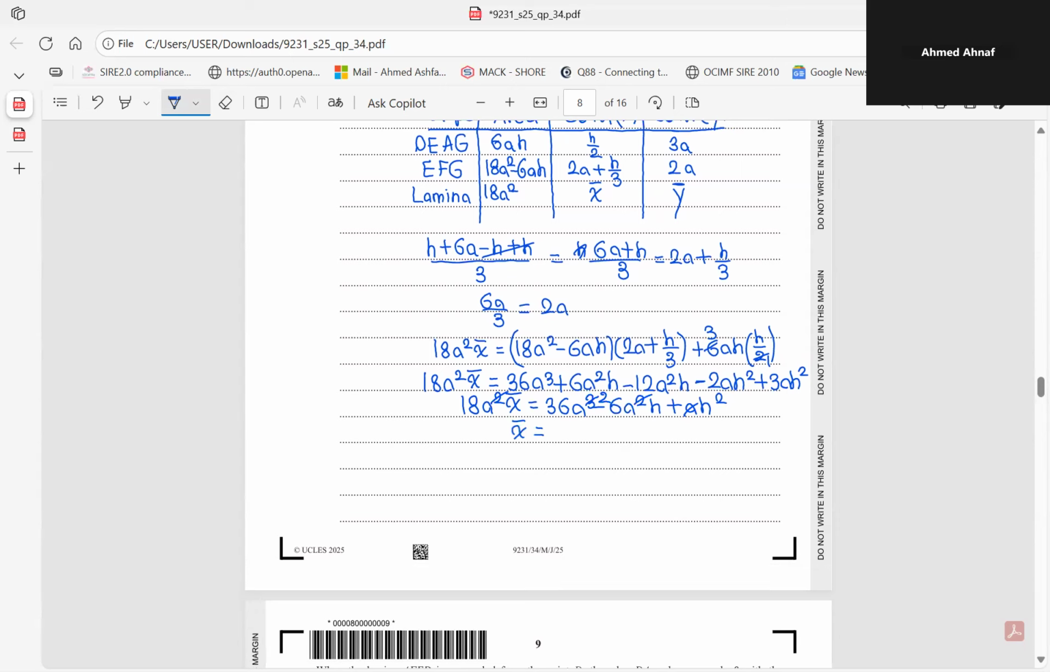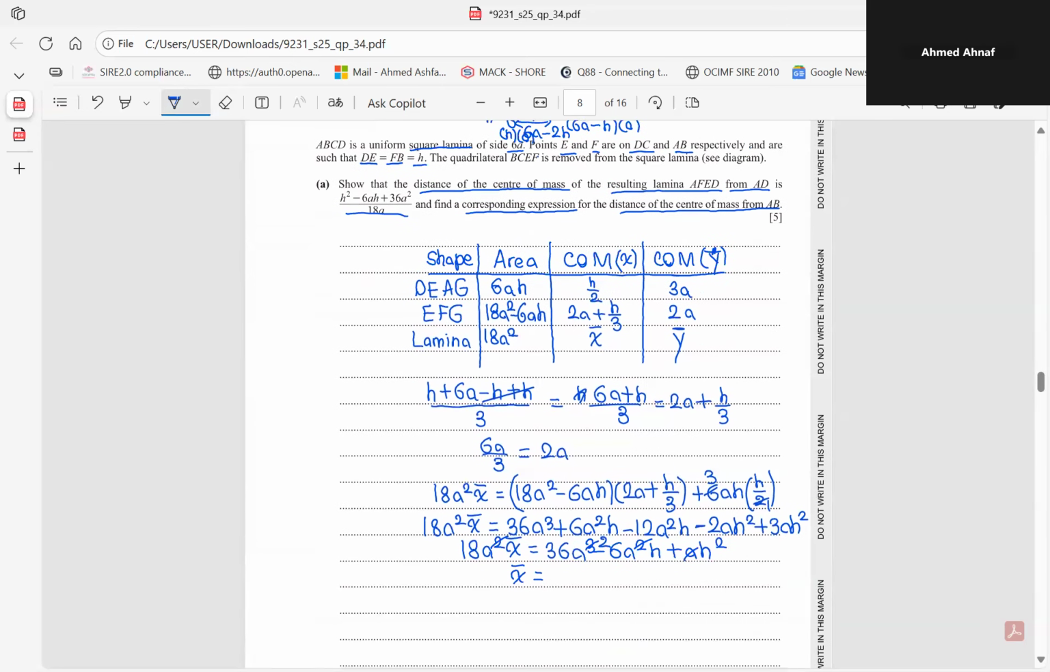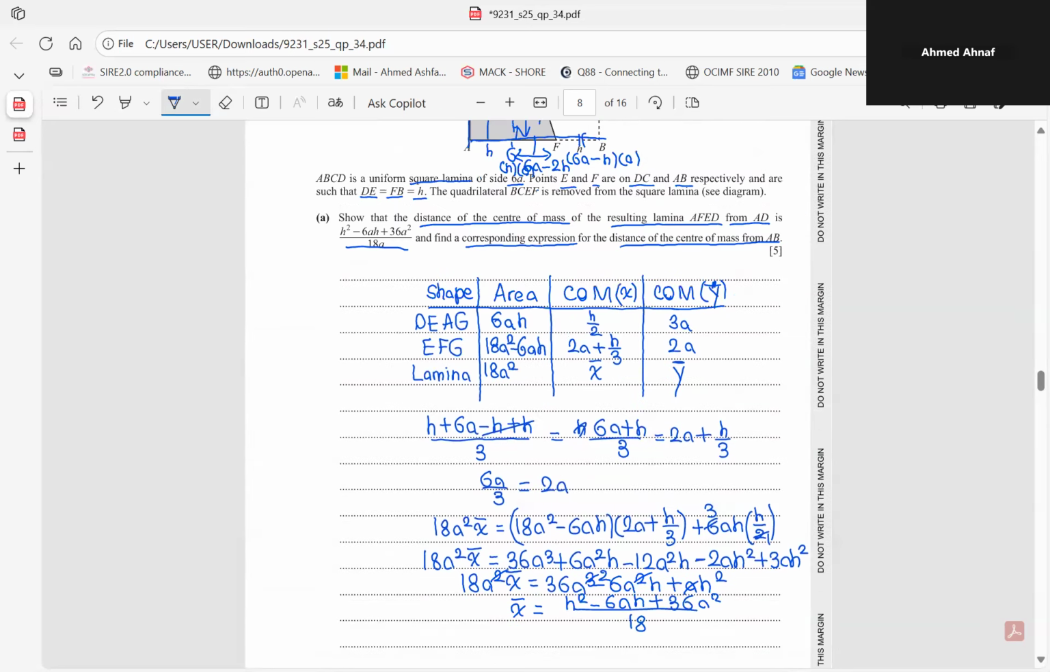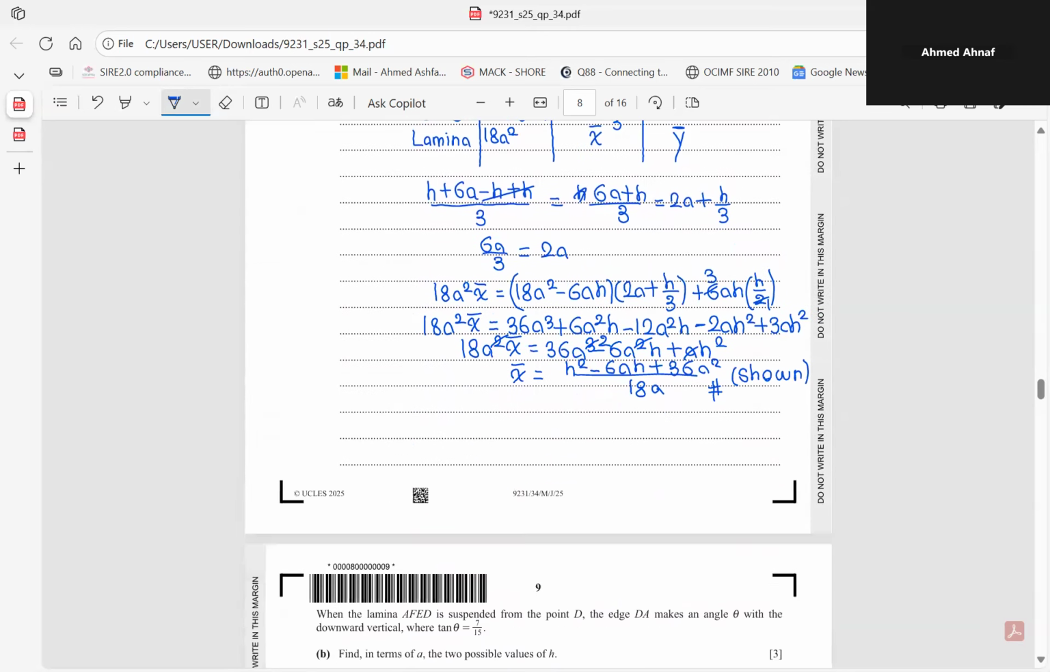So x bar equals h squared minus 6ah plus 36a squared over 18a, sorry. Yeah, so this is the final answer. Let's write shown, and now we're going to find the corresponding y value.